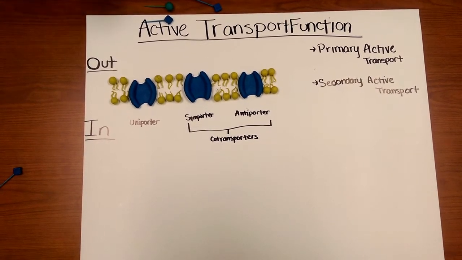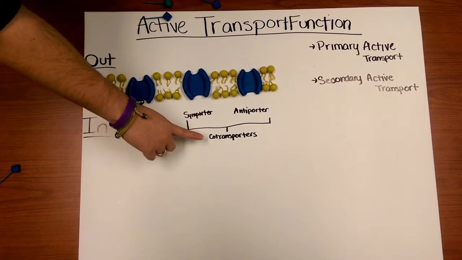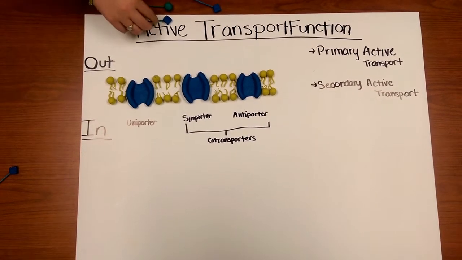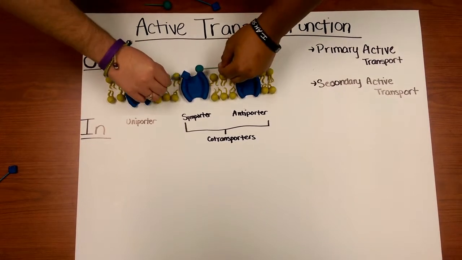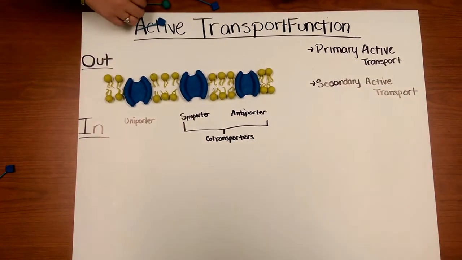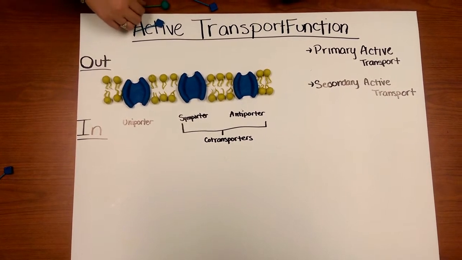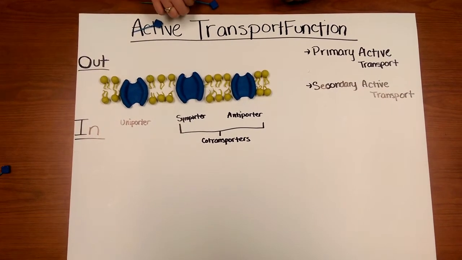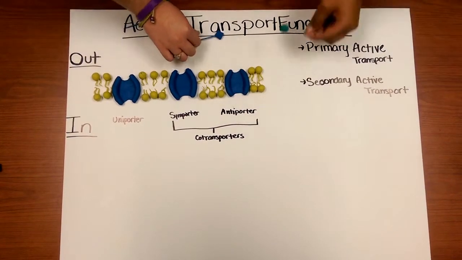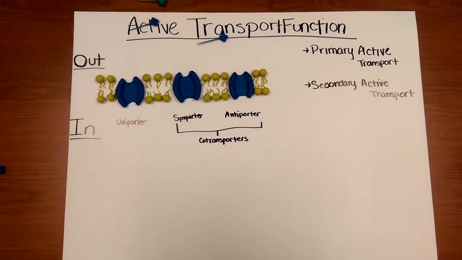Secondary active transport couples the potential energy of ion gradients to transport of substances without modifying them. Secondary active transporters are co-transporters, meaning they move two substances simultaneously across the membrane. A co-transporter is made up of a symporter, which moves substances in the same direction, and an antiporter, which moves substances in an opposite direction.